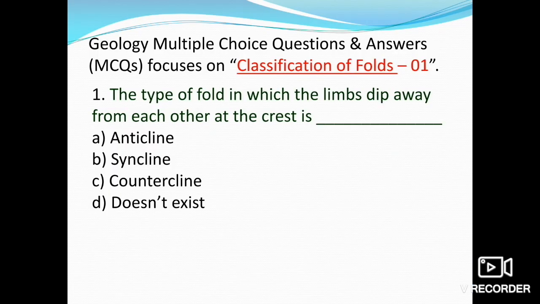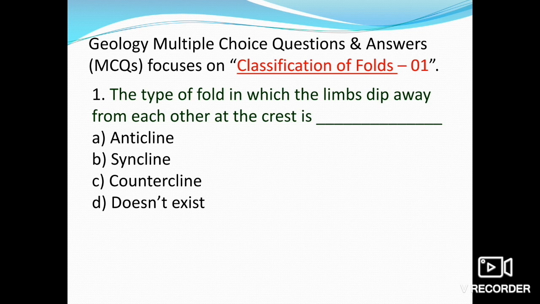So today's video is dedicated to the classification of folds, the major types of classification which are given by other authors, or the names. So the first one is the type of fold in which the limbs dip away from each other at the crest. Basically, we are starting from the basic questions so that your basics do not go wrong, okay.